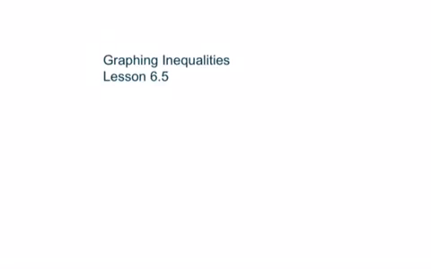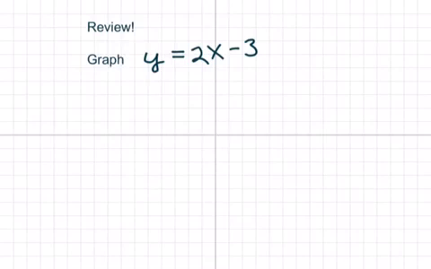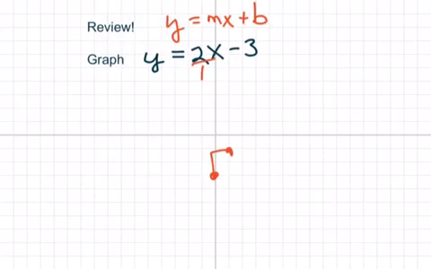Hi everyone, in this video we will be going over how to graph inequalities, but first reviewing just how to graph a line in y equals mx plus b. Okay, so we start at our y-intercept, which is -3, so put a dot there. Then our slope, we put that over 1, so it's 2 over 1, which means that it's rise over run, so we're going up 2 over 1, up 2 over 1, and we can connect those.